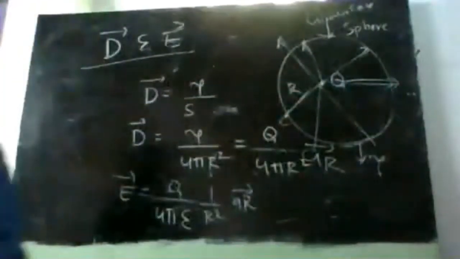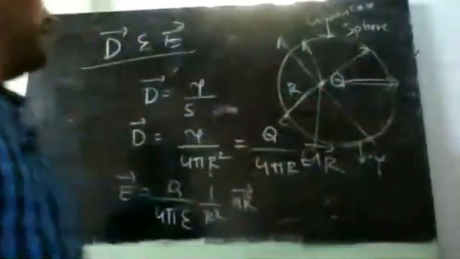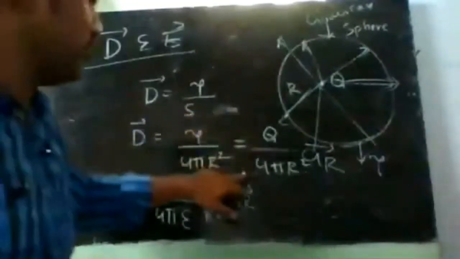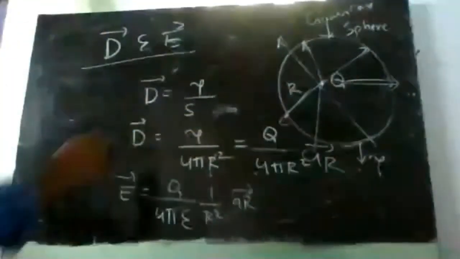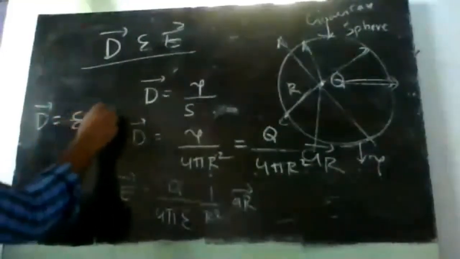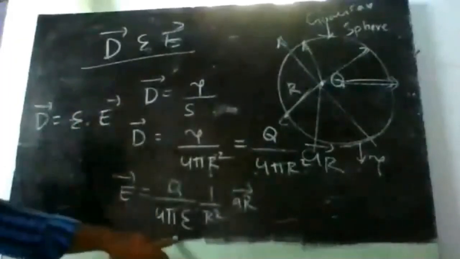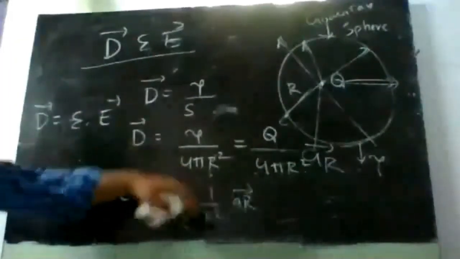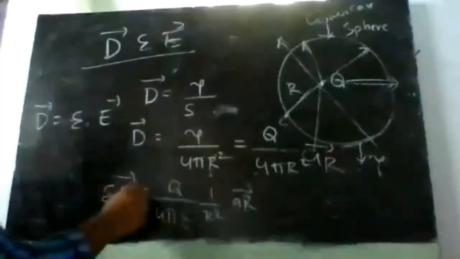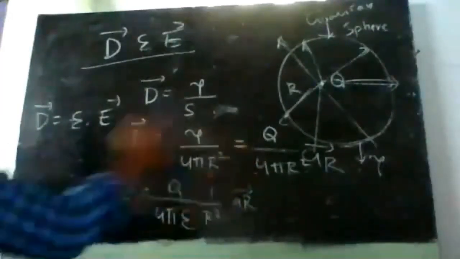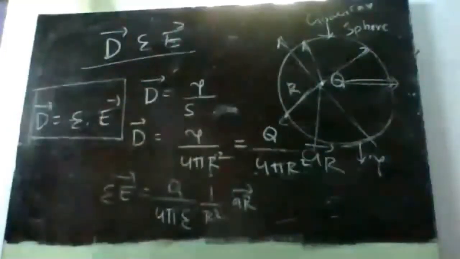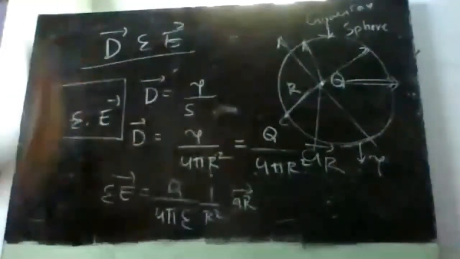For the same point charge, if I take the Gaussian surface and calculate the flux density, I get D bar equal to q by 4 pi r square into a r bar. So if I take the relation between these, D bar can be taken as epsilon into E bar. If I multiply E bar with epsilon, epsilon gets cancelled, leaving q by 4 pi r square a r bar, which is nothing but D bar. So this is the relation between D bar and E bar.